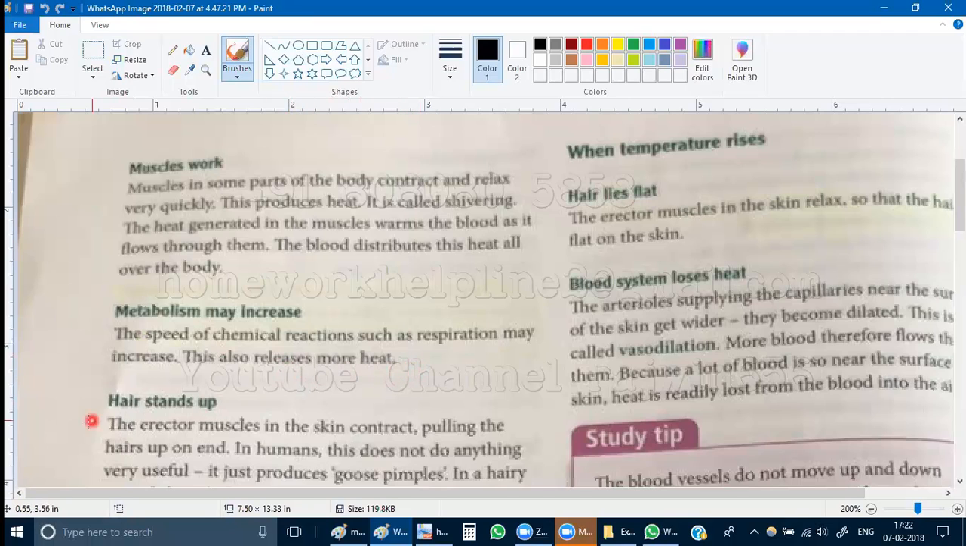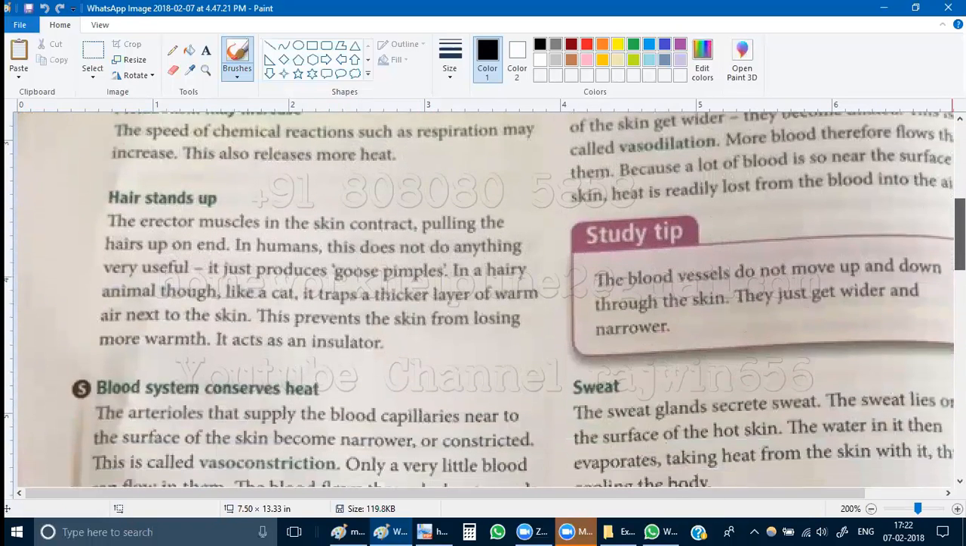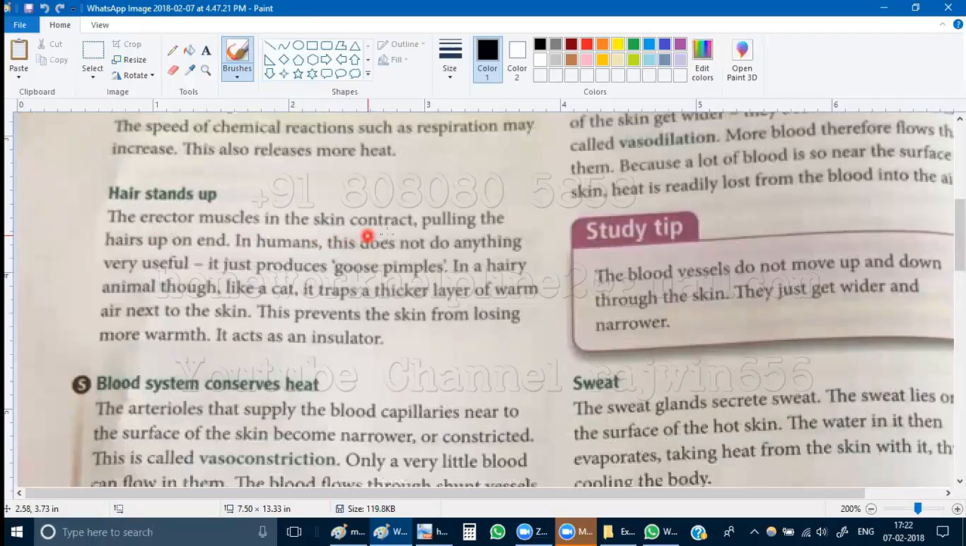This also releases more heat energy. We have discussed this part. Hair also will stand up. It will close the sweat pores, and the exchange of heat with the surroundings will also be prevented. The erector muscles in the skin contract, pulling the hairs up at one end. In humans, this does not do anything useful. It produces goose pimples. In a hairy animal though, like a cat, it traps a thicker layer of warm air next to the skin. This prevents the skin from losing more warmth, acting as an insulator.